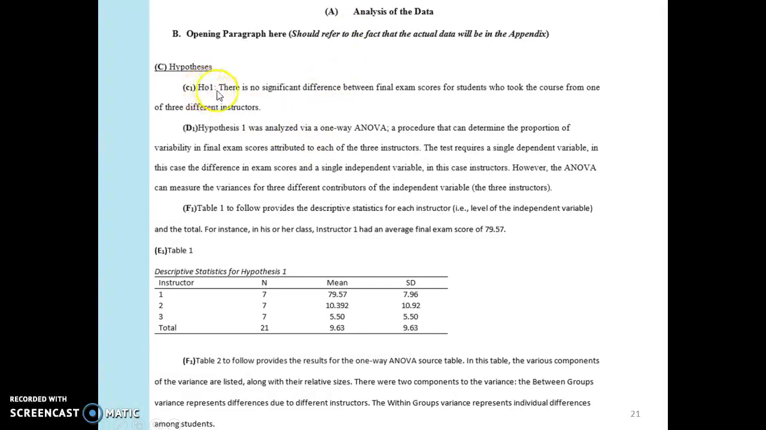Then you write your null hypothesis. There is no significant difference. You don't say there will be or there was or anything like that, because a hypothesis is what it is. And then the hypothesis 1, this was already analyzed by one-way, well, was analyzed. So that's what it says over here. Hypothesis telling about it in part D. And then here's the table for all that. Here's the F1, the table, and what we have for that.